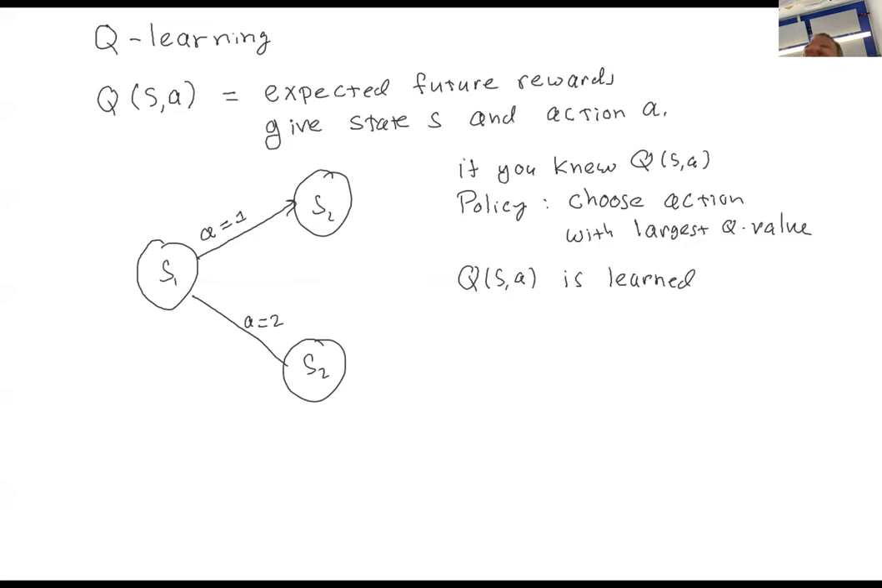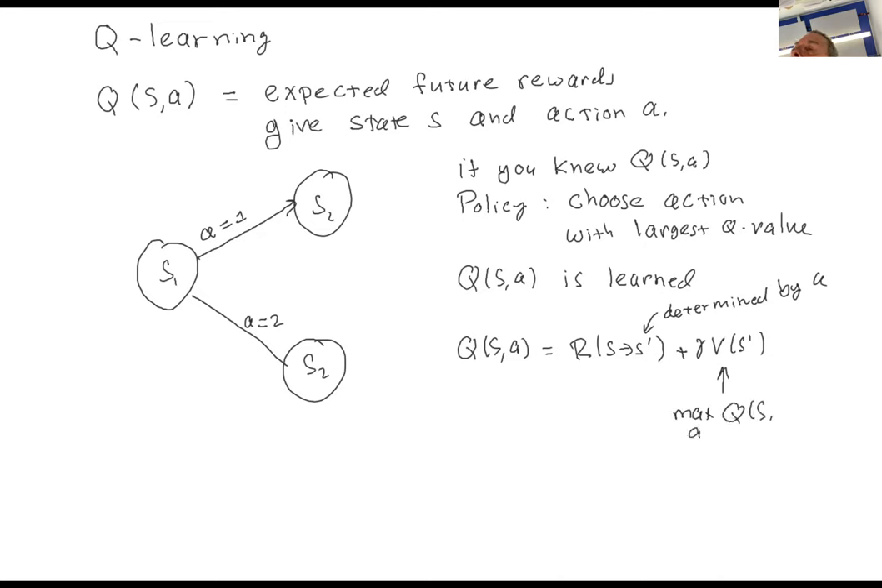And we could use the same TD error. So we have a Q value Bellman's equation: Q of S given A equals the reward when you go to S prime. S prime is determined by the action. Actually, that's probably a bad way to put it: the transition probability is determined by the action. But what you really care about then is the reward plus gamma, again, times the value of state S prime, which could be the max over A of Q of S comma A, depending on your policy. So you can still learn these Q values using the same method as before.